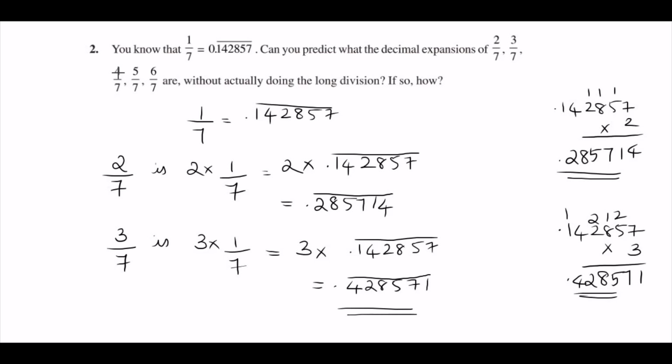That is, you have to just multiply 4 into 1 by 7, 5 into 1 by 7 and 6 into 1 by 7. That 1 by 7, the decimal expansion is given. So just multiply these numbers to this decimal expansion.